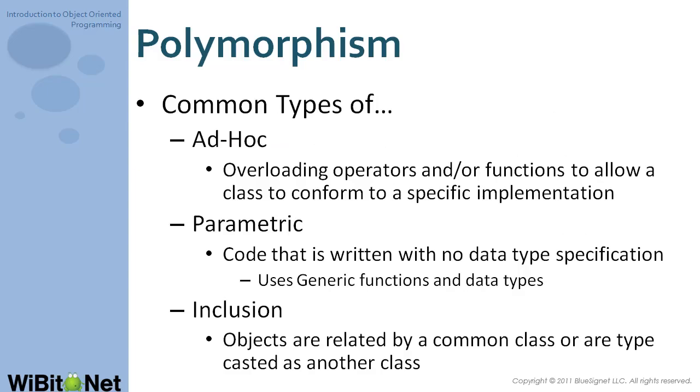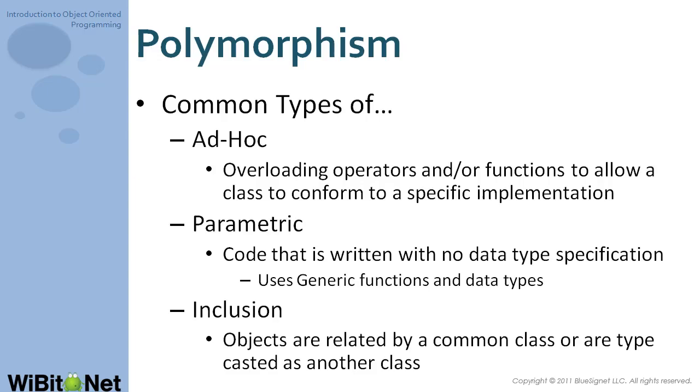So let's look at some common types of polymorphism. We have ad hoc, which is effective polymorphism just by overloading operators and overloading functions to allow classes to conform to specific implementations. That's just conceptually polymorphism, but not actually declared so in a language. So it's not natural polymorphism, but you can make an unnatural language polymorphic. It gets the job done.